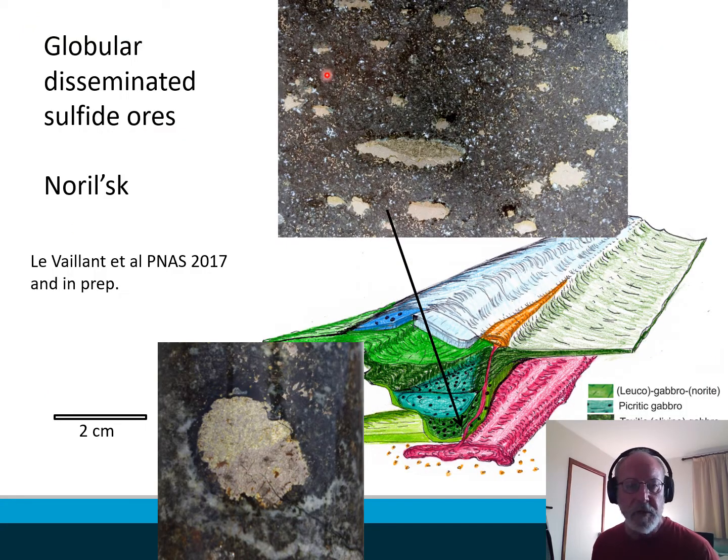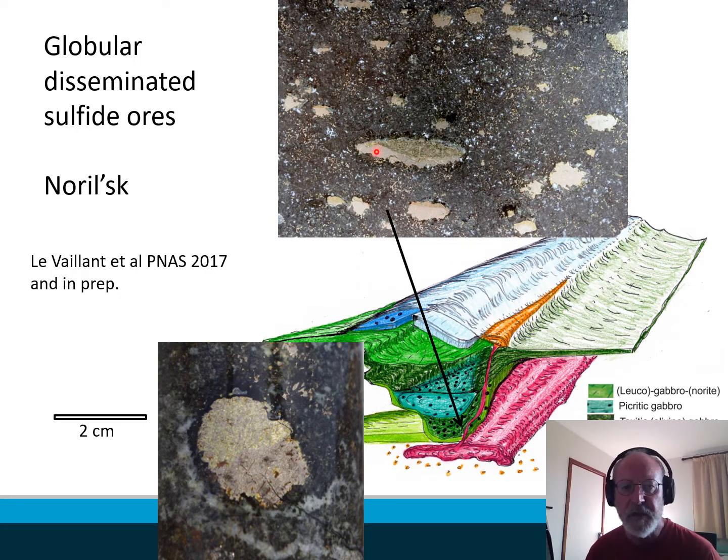Now let's move on to another kind of globular disseminated ore, and this is a really interesting variety, and we're going back to Norilsk again. So here again is a cartoon of our Norilsk intrusion. These are big tube-shaped sills, and most of the sulfide accumulates down sort of near the bottom. A large proportion of the sulfide in these intrusions actually is in the form of globular ores, and here's some pictures of some very typical Norilsk globular ores.